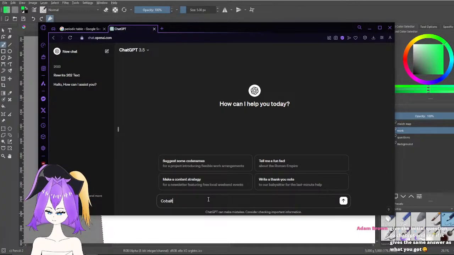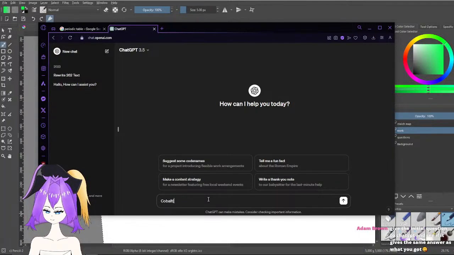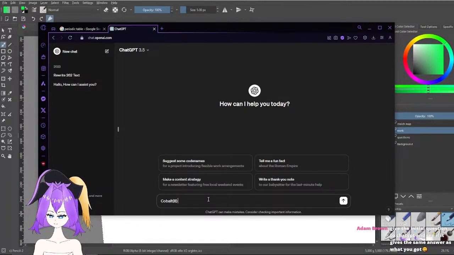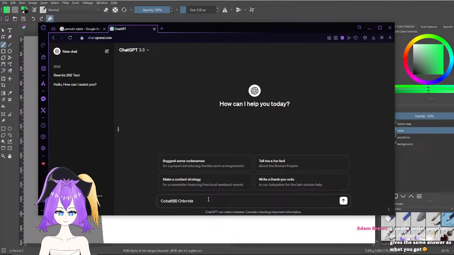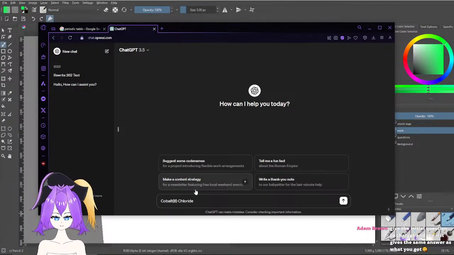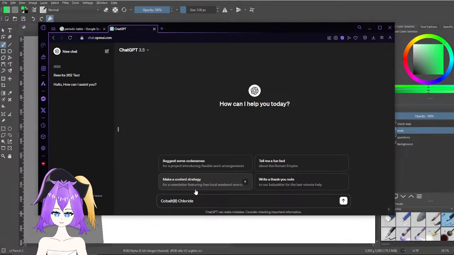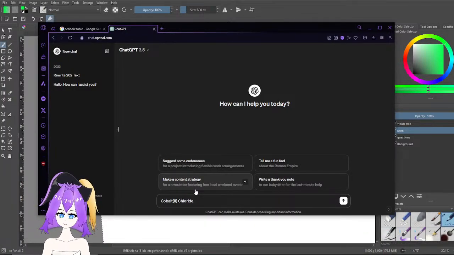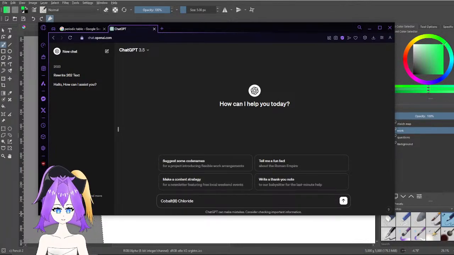So, cobalt chloride. Cobalt 2 chloride. Like, who's gonna stop me? Actually, who's gonna stop me? My teacher? No, my teacher's not gonna see me streaming my homework and be like, oh, this is my student and he used ChatGPT on my homework. That's not an issue. Like, in what world is that an issue?